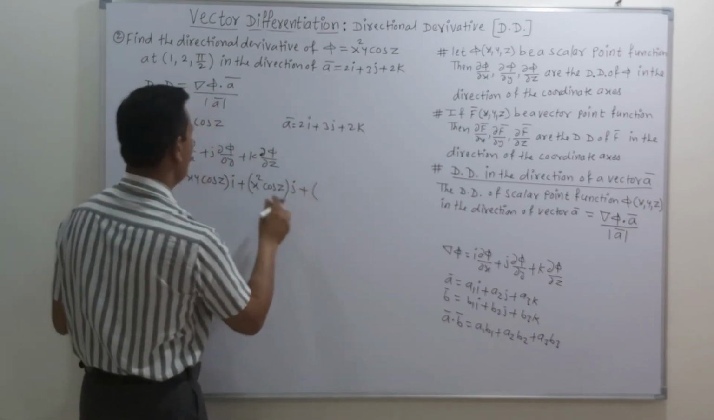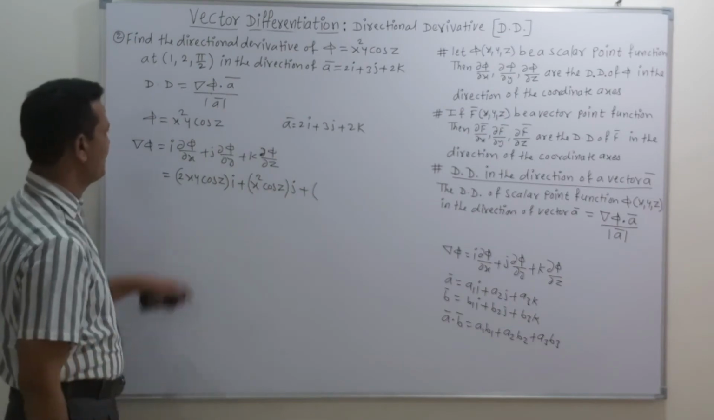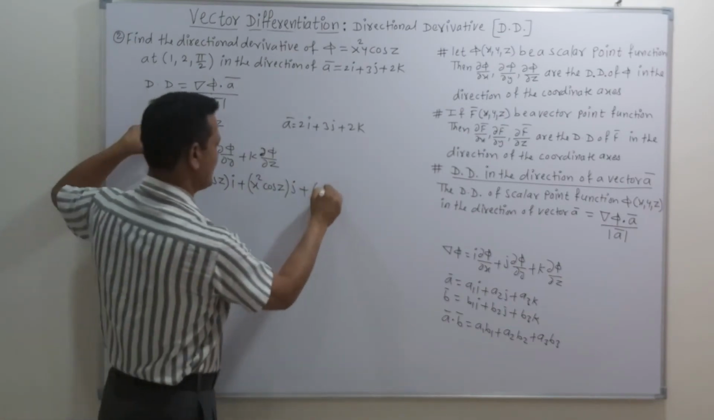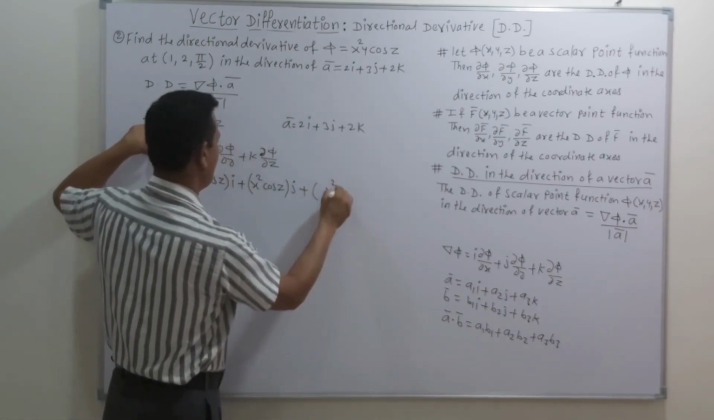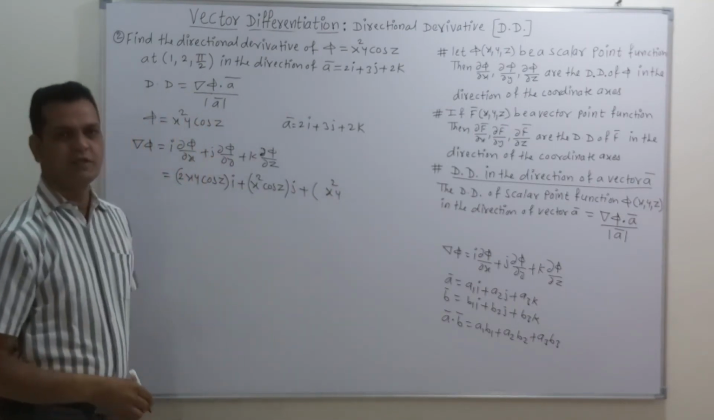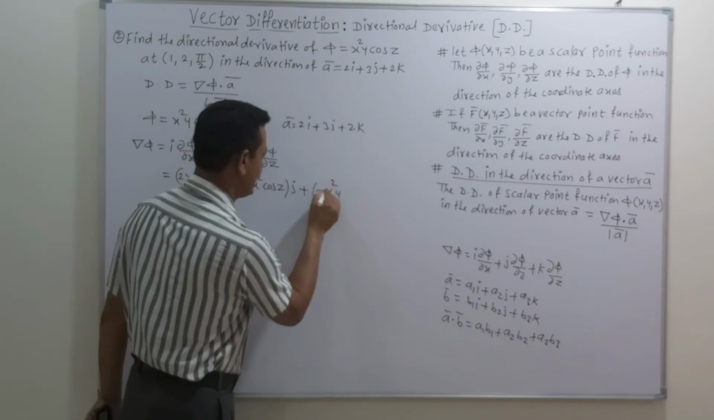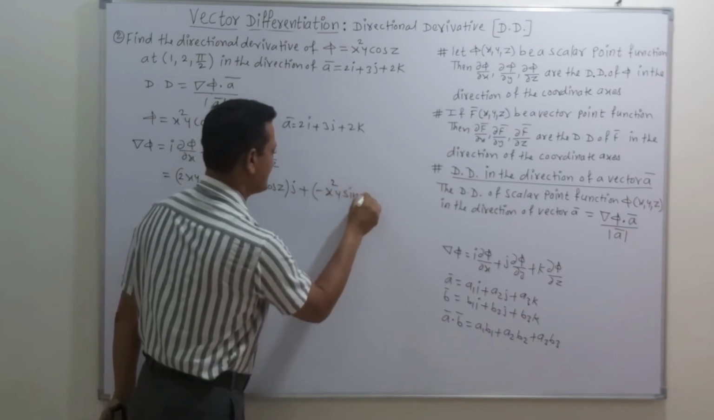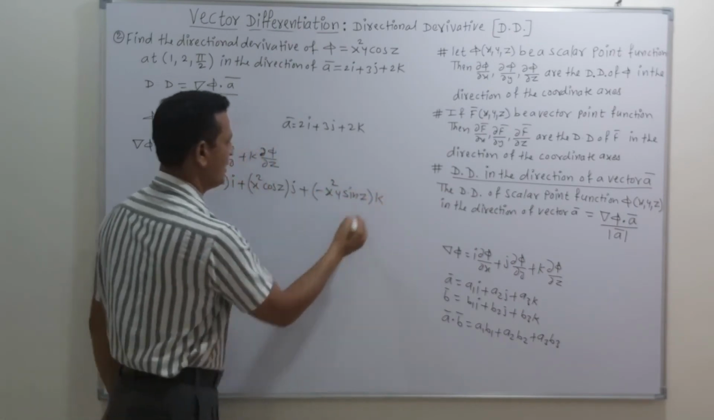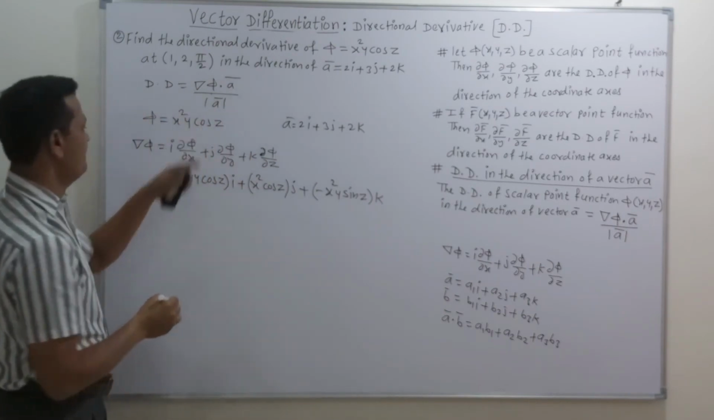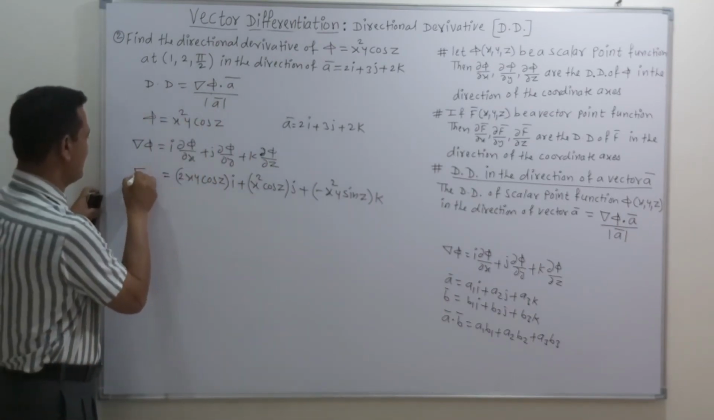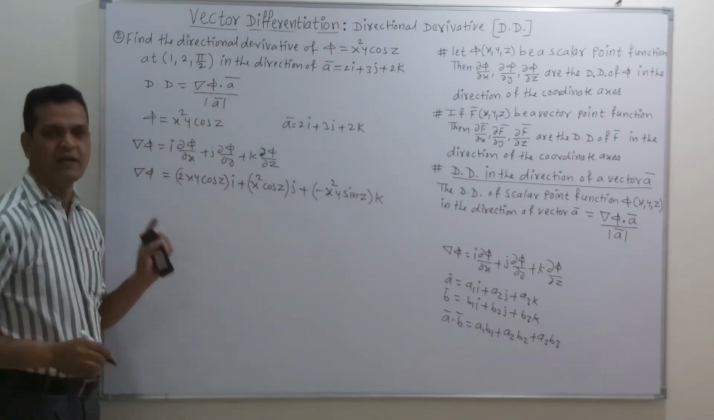Plus next is the derivative of phi with respect to z. When we take the derivative with respect to z, x square y is a constant. The derivative of cos z is minus sin z. We can write this as minus sin z into the k term. In this way we can easily find the value of the gradient of phi, or del phi.